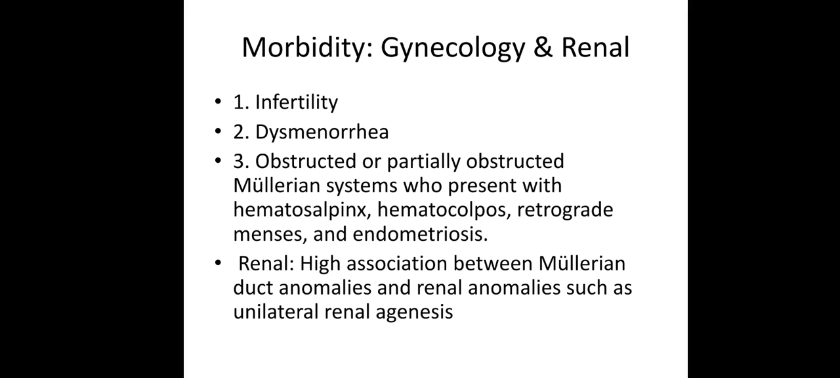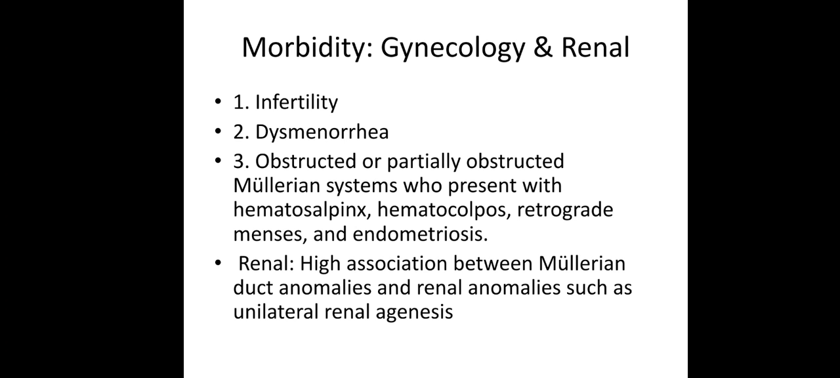Apart from the obstetric complications, sometimes even before a woman becomes pregnant, she can present with certain gynecological problems like infertility. Like I said, many of them you might be picking up because they're coming for infertility treatment, and then you will find that there is a uterine abnormality. Or dysmenorrhea. Dysmenorrhea is due to a collection of blood somewhere. The cavity is not formed properly, there is no place for the menstrual blood to flow, so there is a collection forming inside one of the cavities, or obstructed or partially obstructed Mullerian systems.